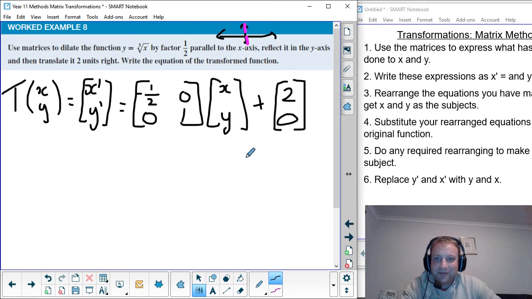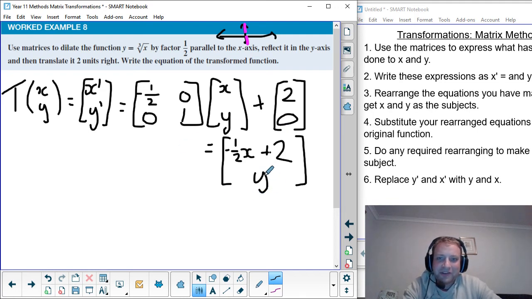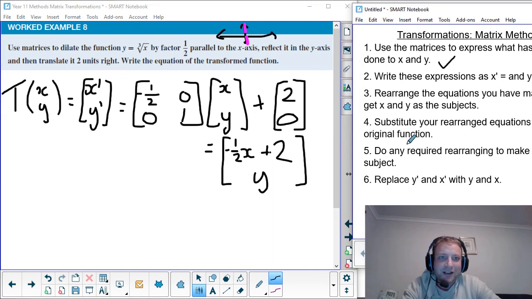So the answer that comes out the other end, I'll just put it down here. Basically, the half will go with x because they get multiplied, and the 2 will be added afterwards. And also, the 1 will multiply y, and nothing gets added to it, so it's just y. Not much going on there, which will make things simpler for us as we move through our steps. So step one is to actually do your matrix maths, right? Actually equate them all together.